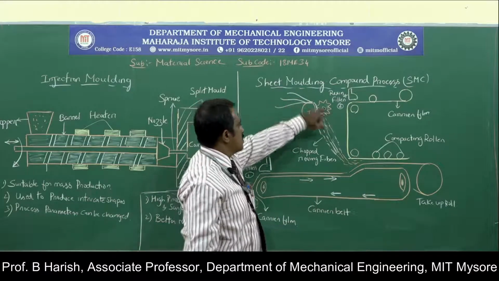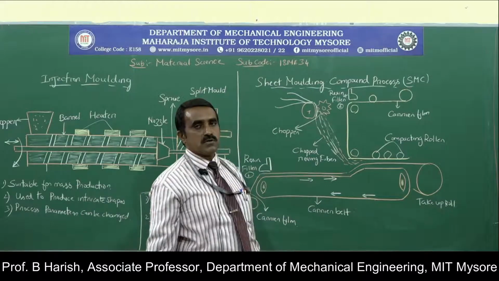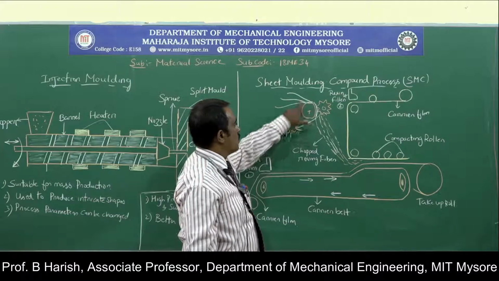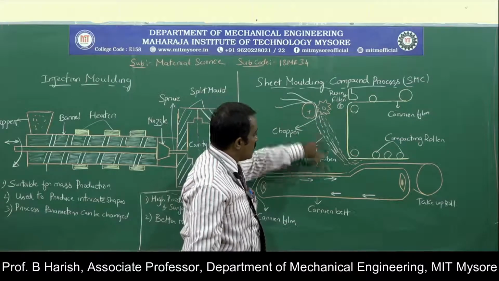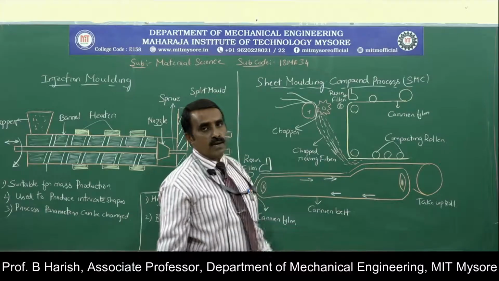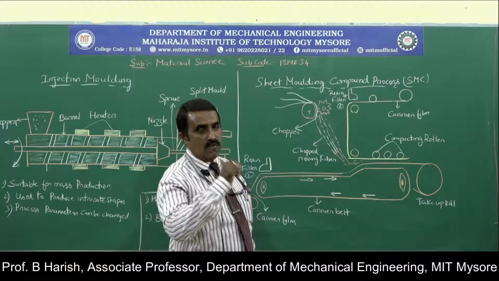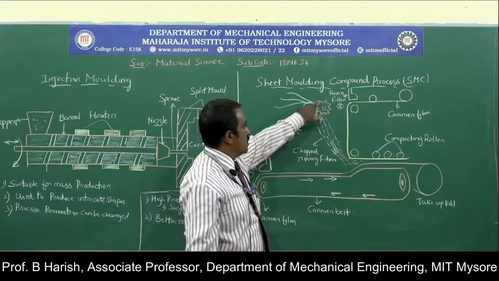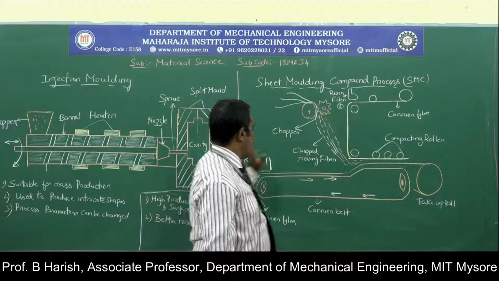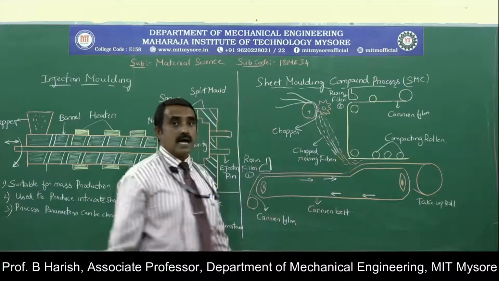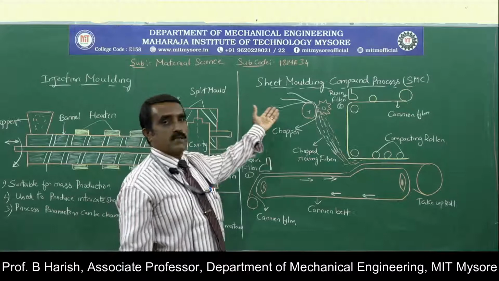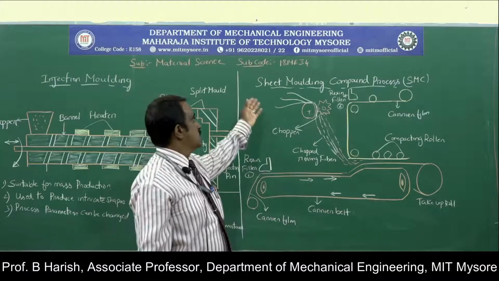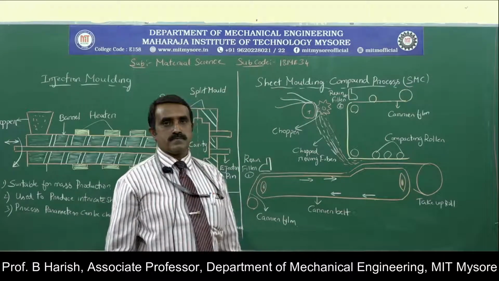And then this is the chopper. The chopper is used to cut the reinforcement material. The reinforcement material will be wound over this. These are the chopped roving fibers. The fibers will be cut into the required length, and for this the choppers are used. So these are the individual parts of the setup used for producing composite material by the sheet molding compound process.